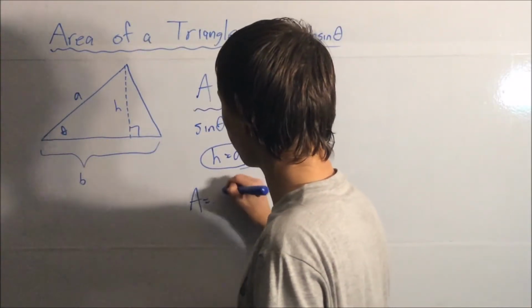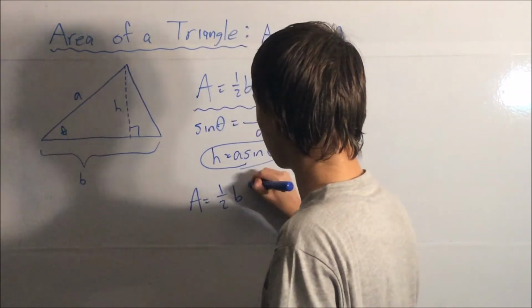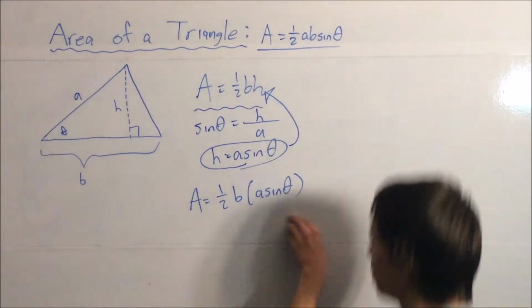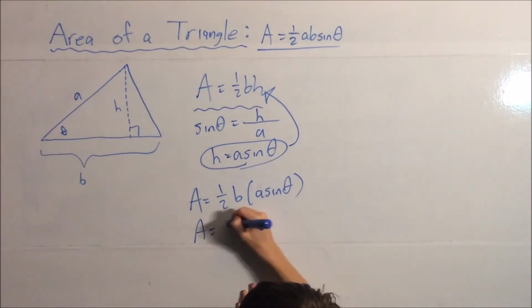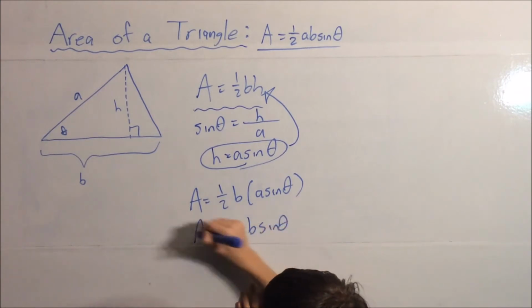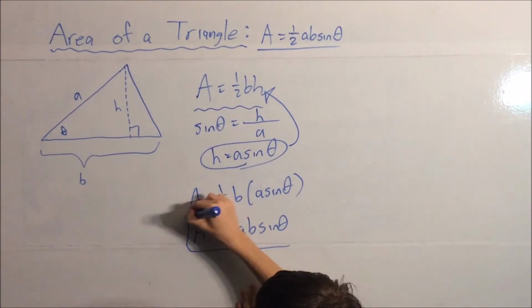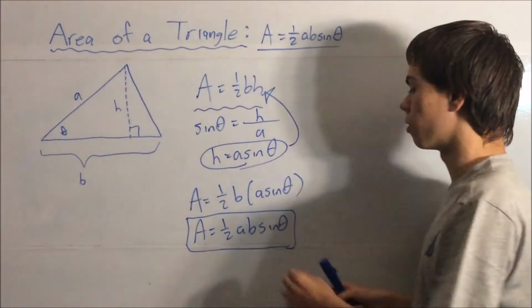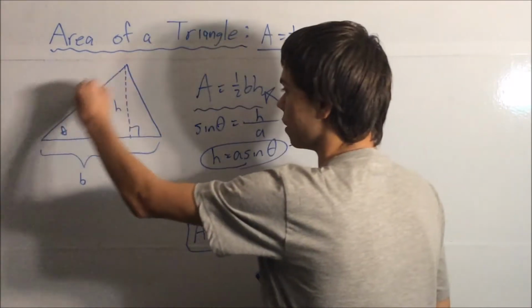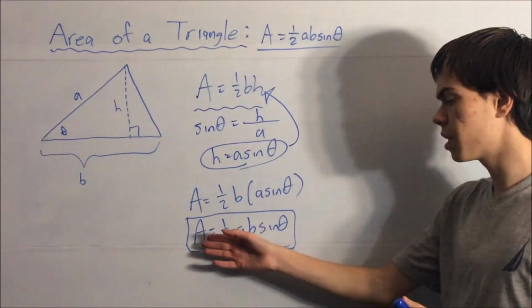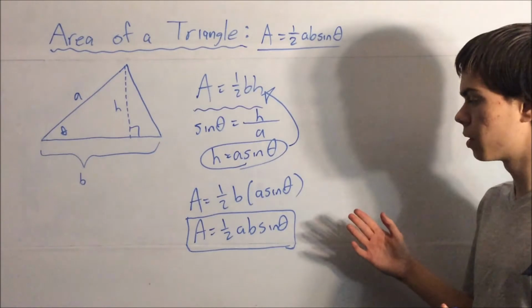So substituting for H, we get 1/2 B times A sine theta. And we can rewrite this as area equals 1/2 AB sine theta. So this right here is the area of a triangle if we know what these two side lengths are and the angle between them.